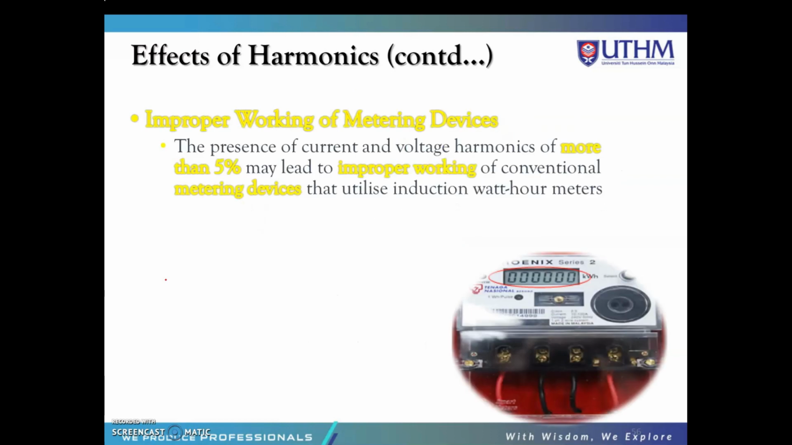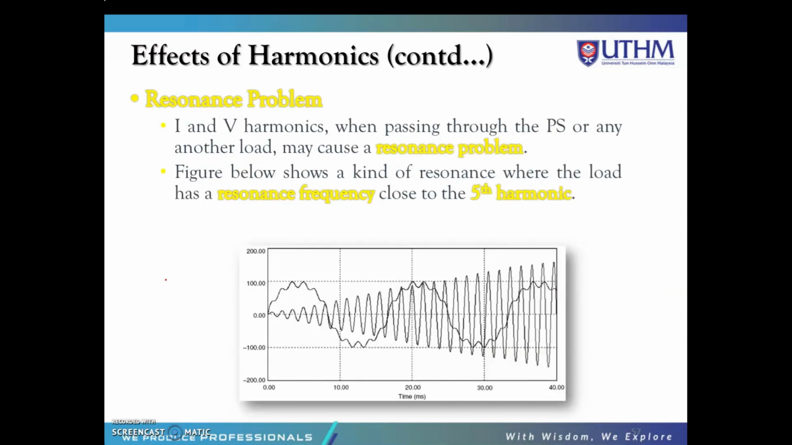Okay, improper working of metering devices. The presence of current and voltage harmonics of more than 5% may lead to improper working of conventional metering devices that utilize induction watt-hour meters. It can cause interruption to the metering devices.